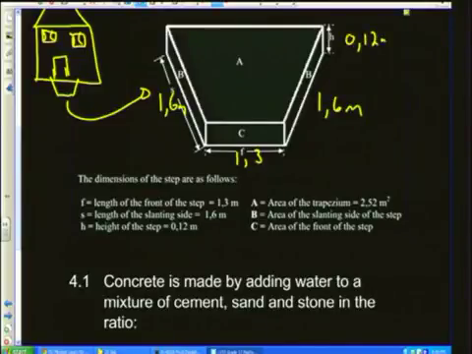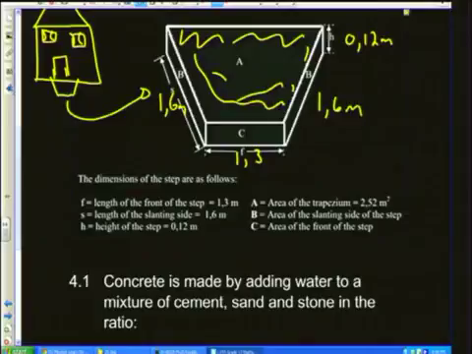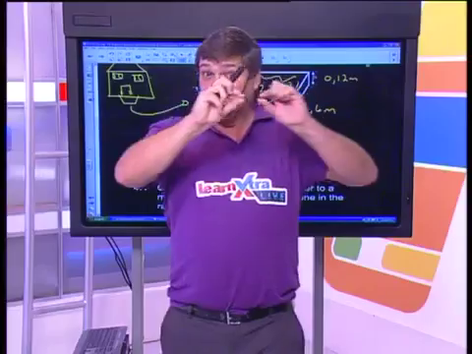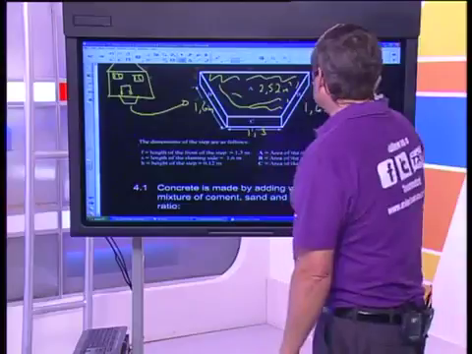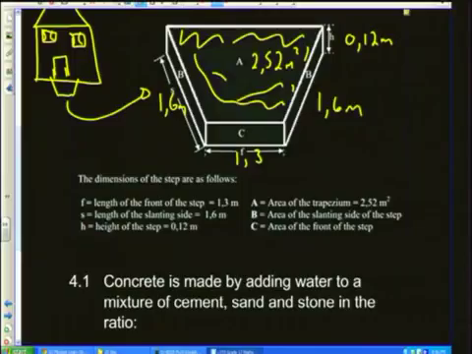0,12 meters. A is the area of the trapezium, this whole area over here, and we're told it is 2,52 meters squared. We're told the area of the slanting side of the step is B, so there's the area of that. And what shape is B? It's actually a rectangle, isn't it? It's just on the side of the step, but it's still a rectangle. Then C is the area of the front of the step, which we also know is a rectangle.